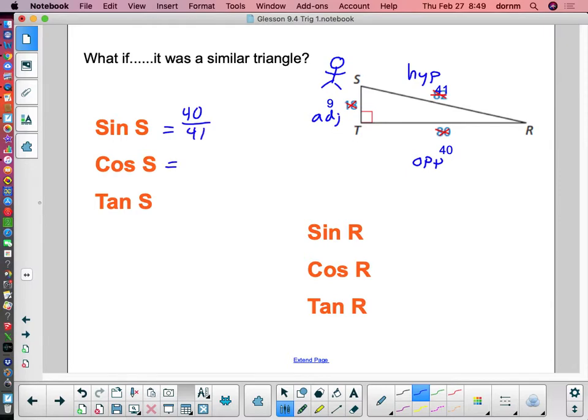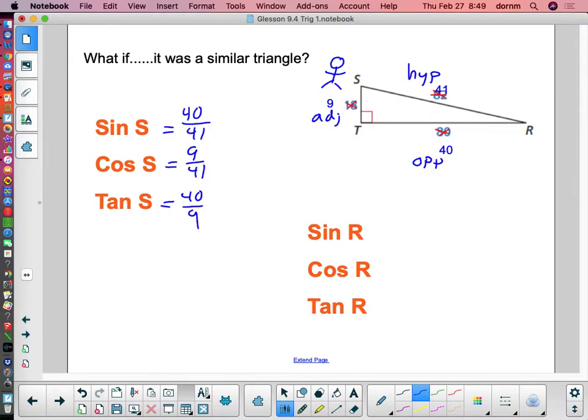I think some of you are hesitating because you think you're missing something. You're not. Cosine is the ratio of which two sides? Adjacent is 9, and hypotenuse is 41. These don't reduce. And tangent is opposite over adjacent, TOA. So that's 40 over 9.